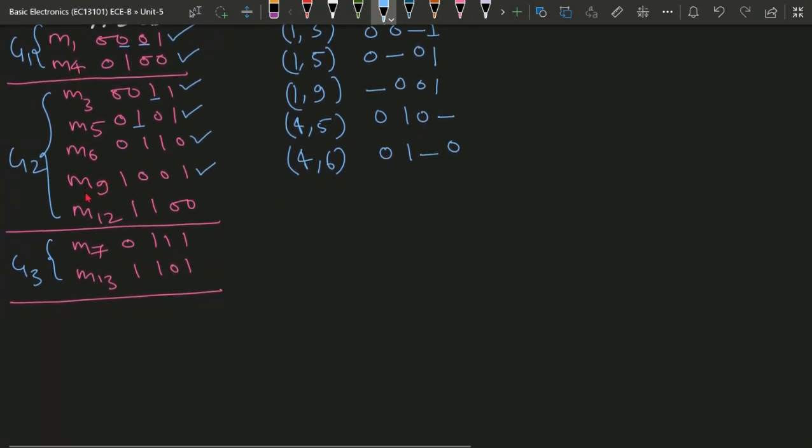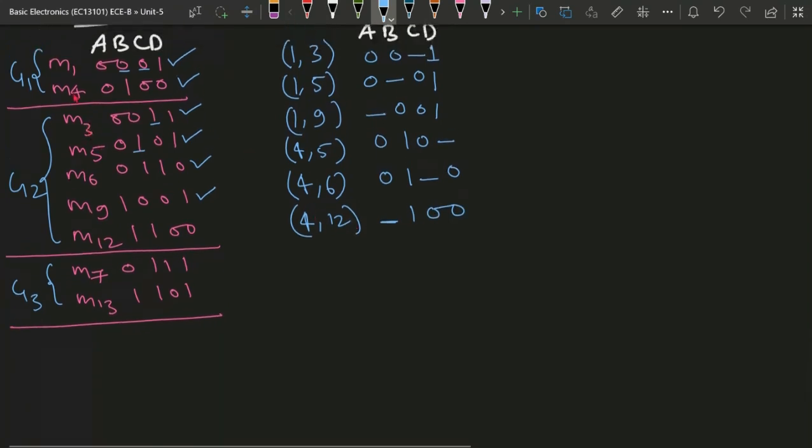Now M4 will be compared with M9. It is 1 bit change, 2 bit change, so more than 1 bit change is there, so no pairing will be taking place. M4 will be compared with M12, so you can just see, yes, only 1 bit change is there, that is the first bit. Okay, so M4 will be paired with M12, and at the first bit it is having the change, otherwise it is 1 0 0.